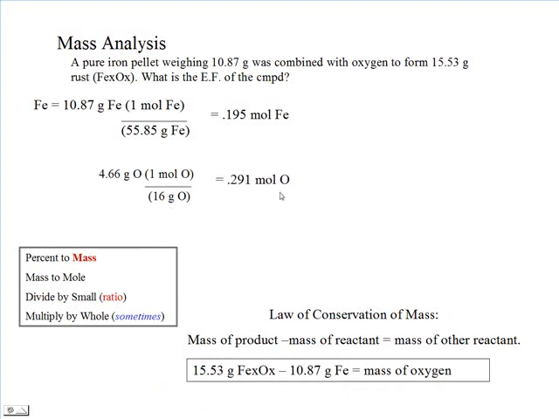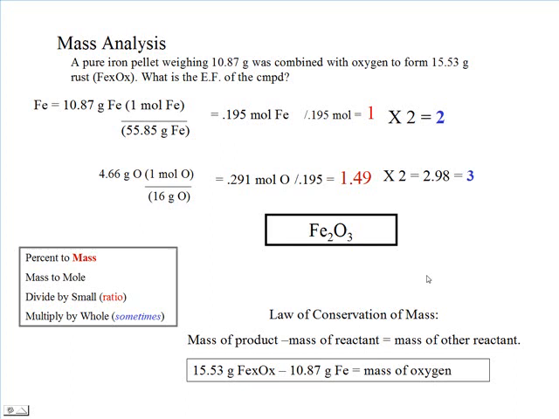Again, I'm going to take mass to mole, and then I need to divide by small. This is the smallest moles. Divide them into each. This is neither a 1 nor a 2, so I will have to multiply to whole. Multiply this by 2, get very close to 3. I need to do that with the other one. This is my final answer, Fe2O3.